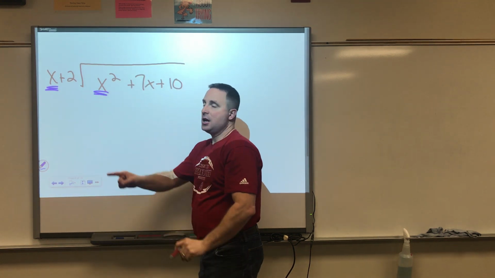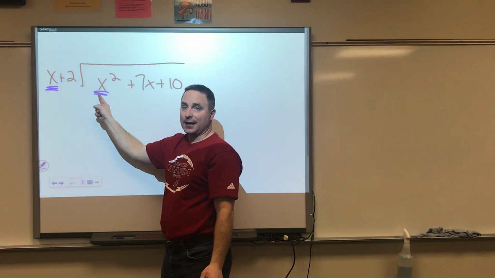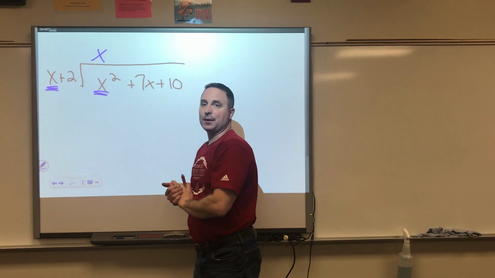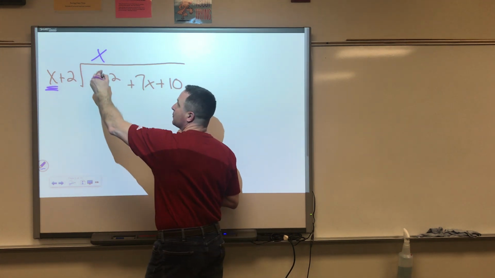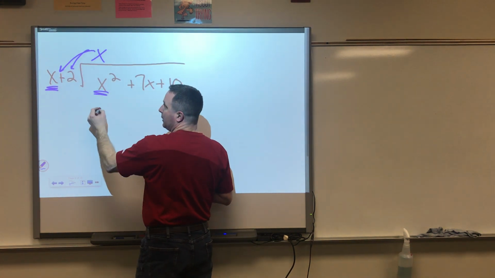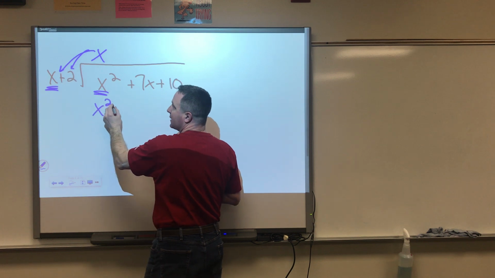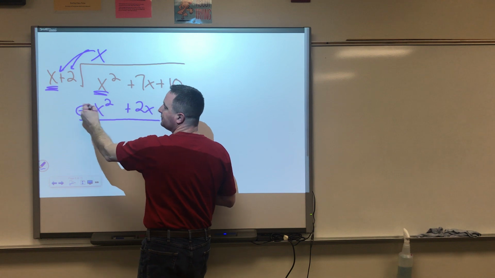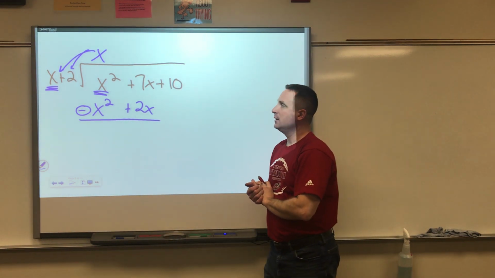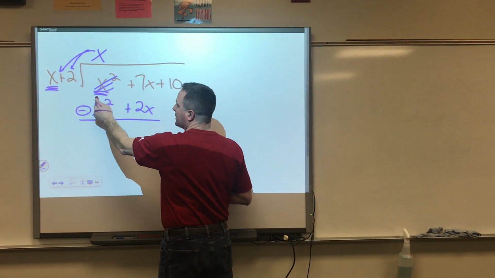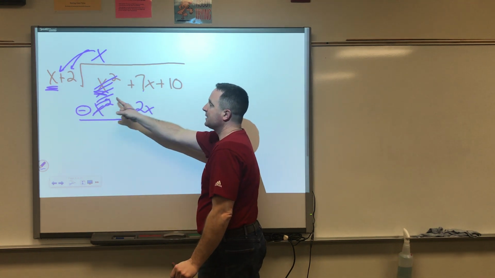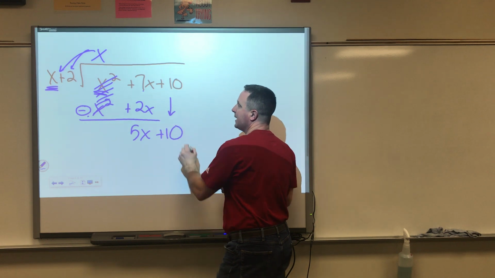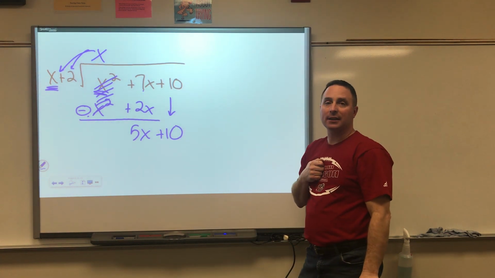So let's try it. What do I have to multiply x by to get x squared? It needs another x. So I put that x up there. And the two keywords are multiply and subtract. So it has to multiply both of them. x times x is x squared, and 2 times x is 2x. There's my multiply. Now I subtract. x squared minus x squared goes away. 7 minus 2 is 5x. And then I bring down my 10. Okay, round 1 is done.